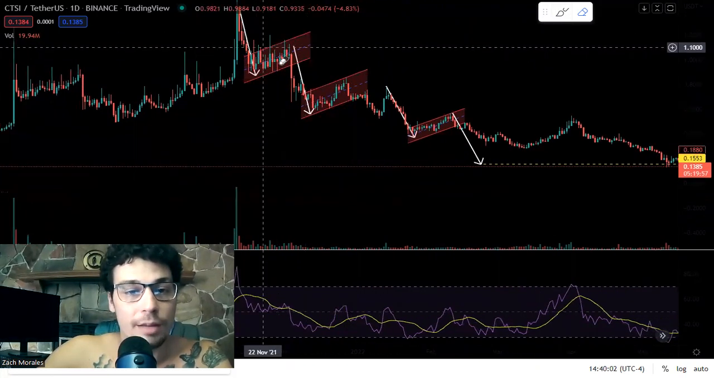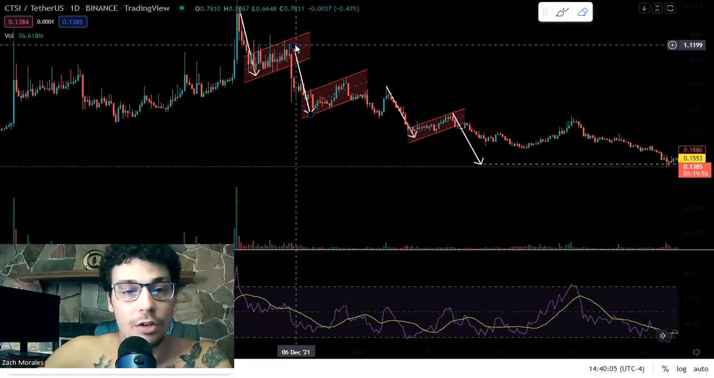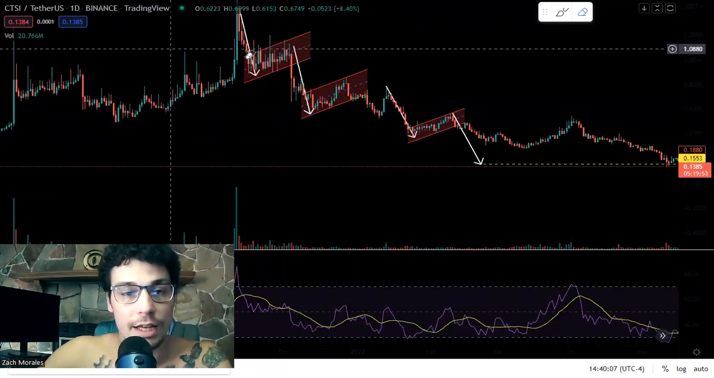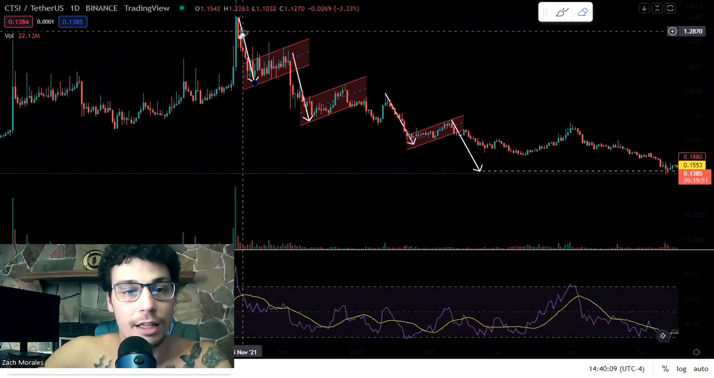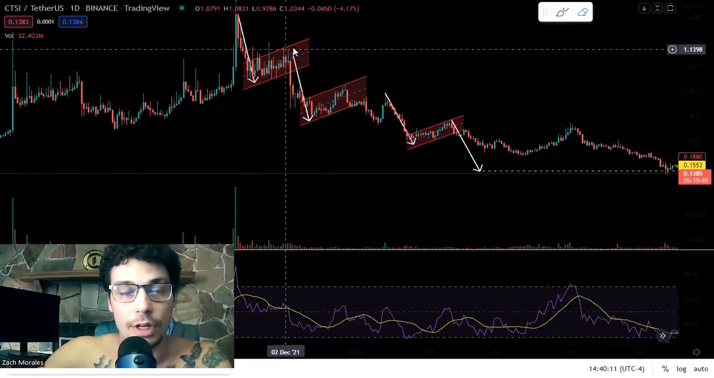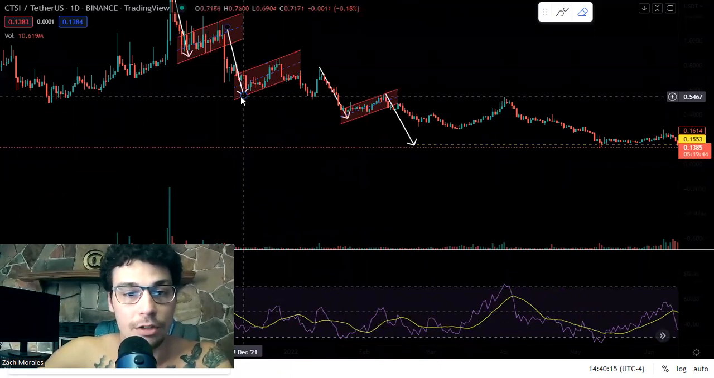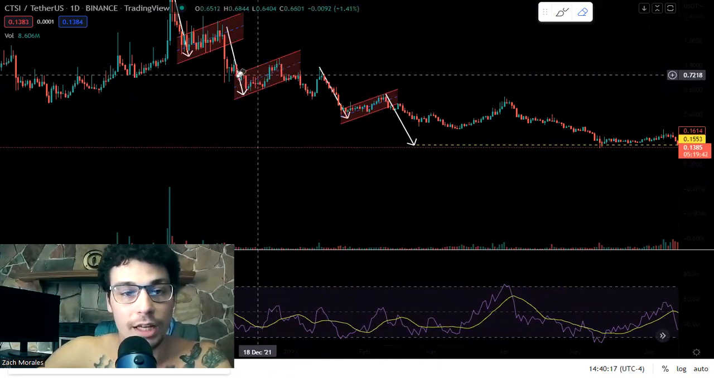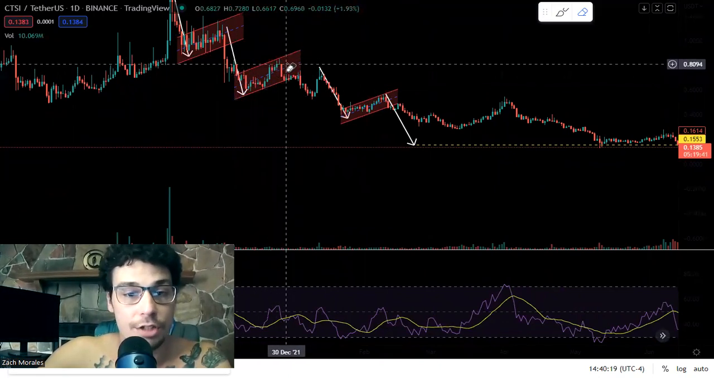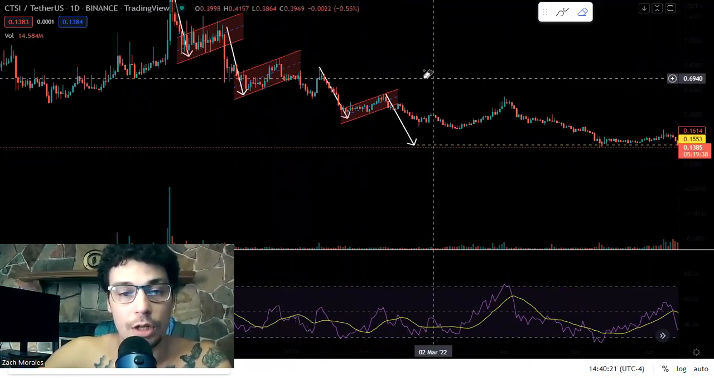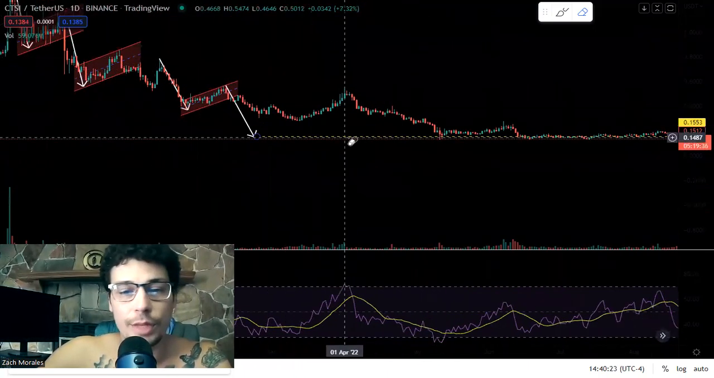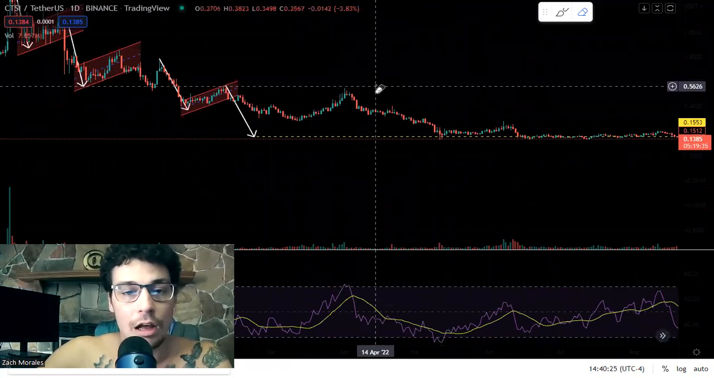The way a bear flag works is you have your channel and then you get the breakout to the downside. You can duplicate this drawing and put it around your breakout. Then we have a sharp drop down, then we consolidate, with some absorption, some digestion, and then we break down below again. And we've been hitting these bear flag targets.